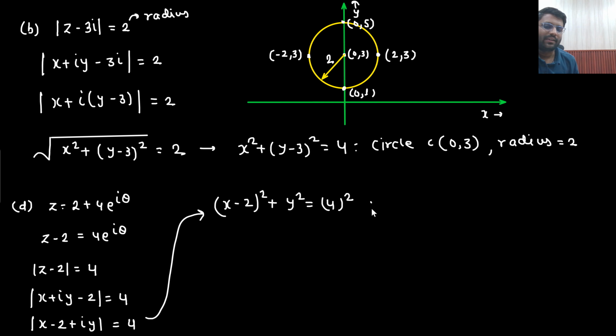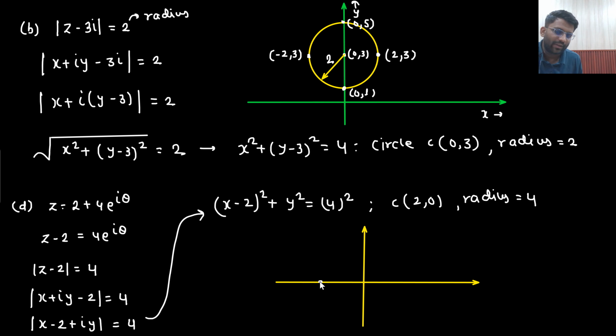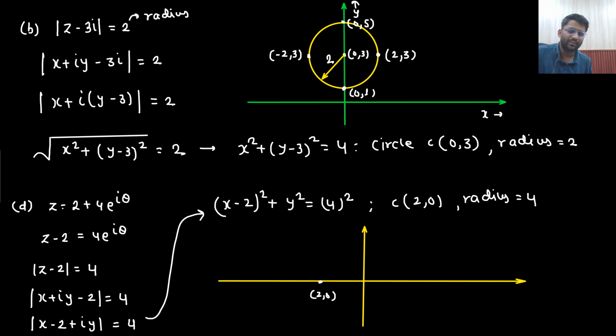Right. So what is the center? Center is coming out to be at 2, 0. What is the radius? Radius is coming out to be 4. So can you draw it? So center is coming out to be at 2, 0 and radius is 4. What does that mean? Radius is 4 means 2, 0, radius 4.